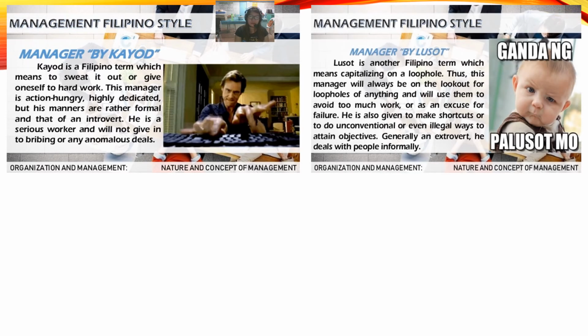Next, we have manager by lusot. Lusot is another Filipino term which means capitalizing on a loophole. This kind of manager will always be on the lookout for loopholes of anything and will use them to avoid too much work or as an excuse for failure. He is also given to make shortcuts or to do unconventional or even illegal ways to attain objectives. Generally an extrovert, he deals with people informally.